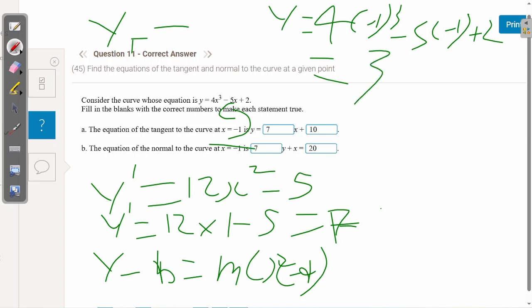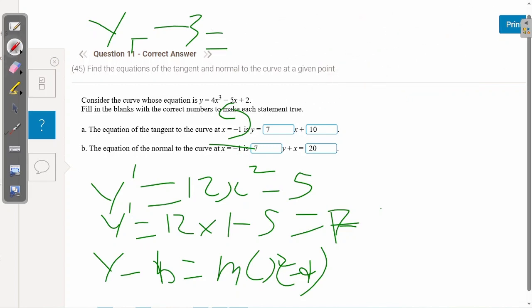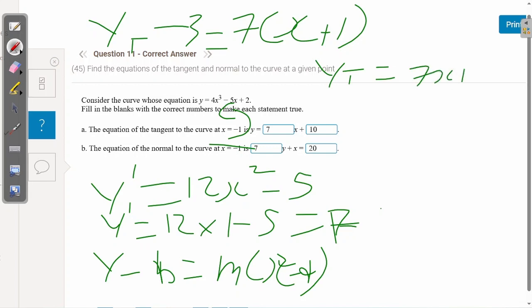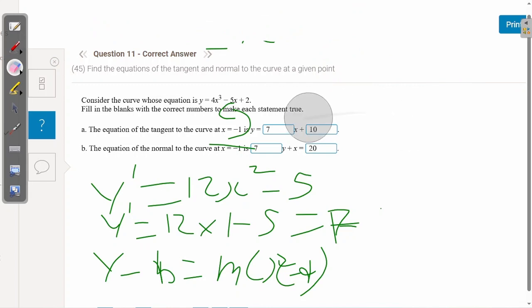So we're going to get y minus 3 is equal to 7 times x plus 1. So that will be y equals 7x plus 7 plus 3, which is equal to 7x plus 10. We're done with that.